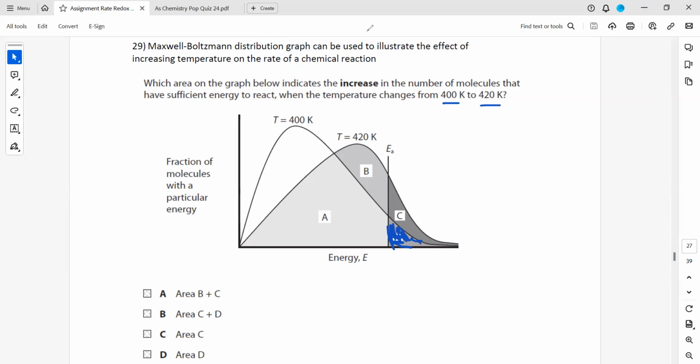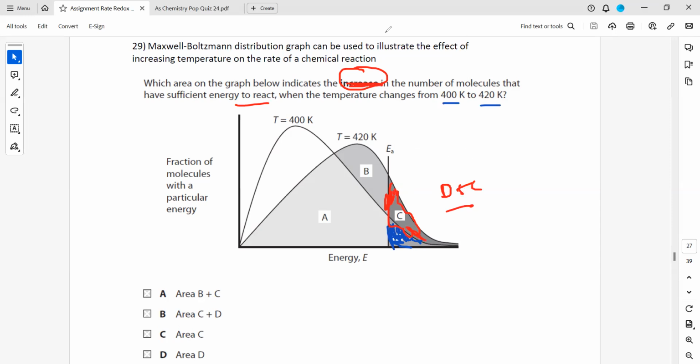But when we increase the temperature, what is the area after the activation energy? So this is the extra additional area which has increased. Total area will be C plus D or B plus C, but they're not asking the total, because they're asking which area on the graph indicates the increase in number. If the question was which area in the graph indicates the number of molecules that have sufficient energy to react, then we'll say C plus D.